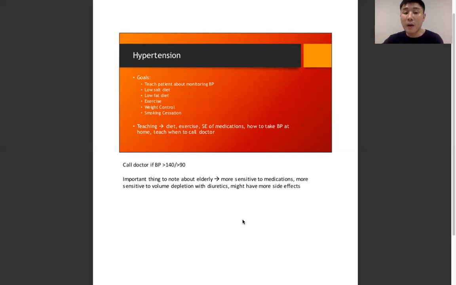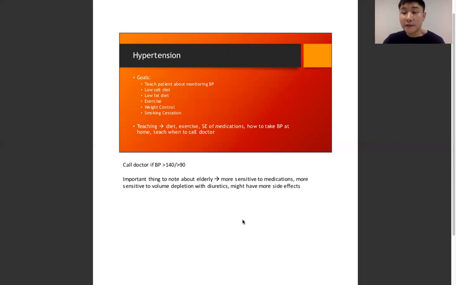Smoking cessation. Why? Because when someone smokes, it causes inflammation of the blood vessel. The blood vessel is the passage where the blood flows through. If we continuously smoke for a long period of time, these blood vessels start to inflame and narrow. It's also known as vasoconstriction, which means the blood vessel starts to constrict and the passage for the blood to flow through is smaller. And when the passage is smaller, it causes an increase in blood pressure.